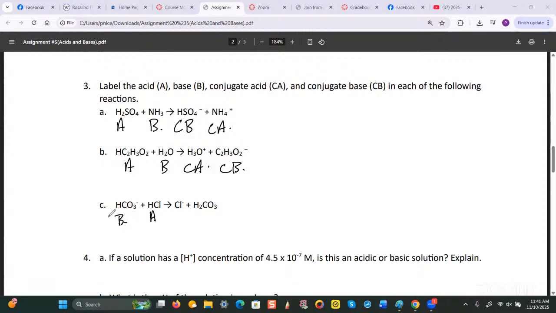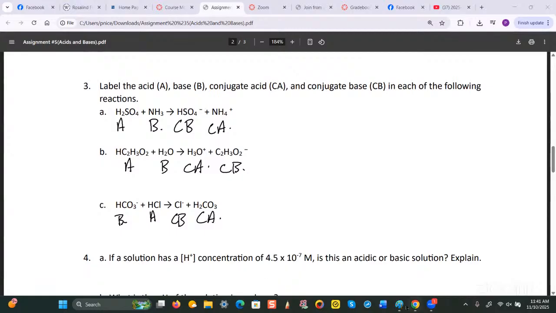So of the two on the right side, which would be the conjugate base of the acid? Conjugate base is going to be Cl minus. Okay. Which means that the conjugate acid would be H2CO3. All right. Okay. So much for that.